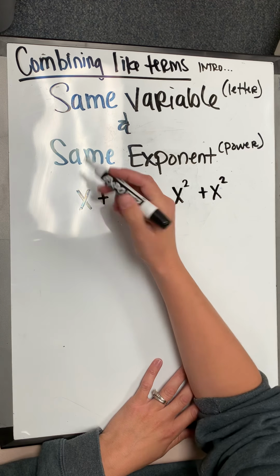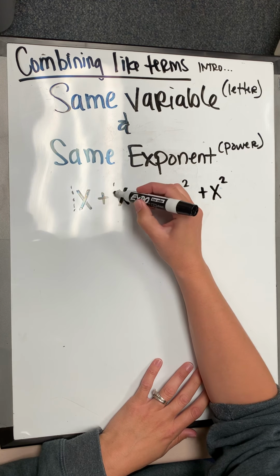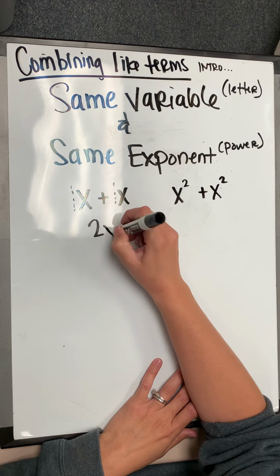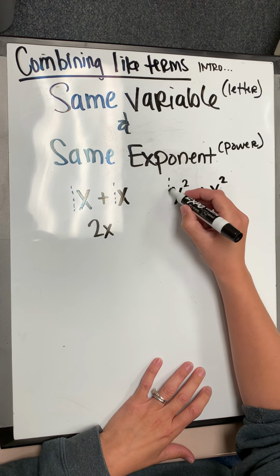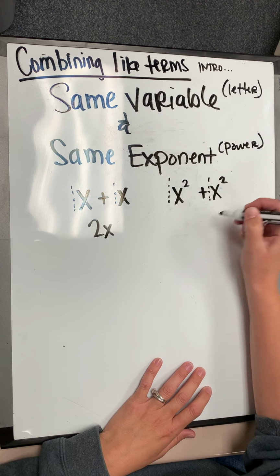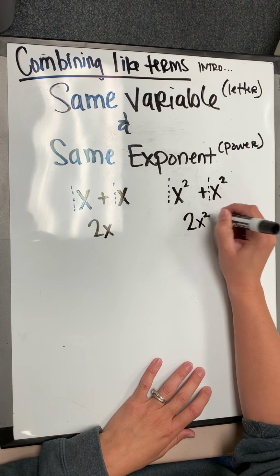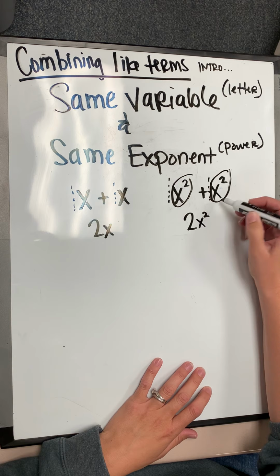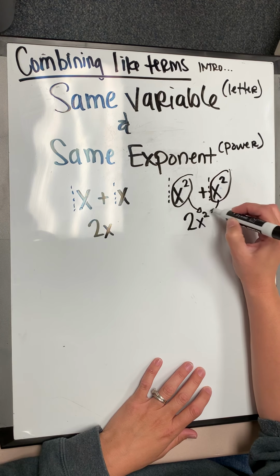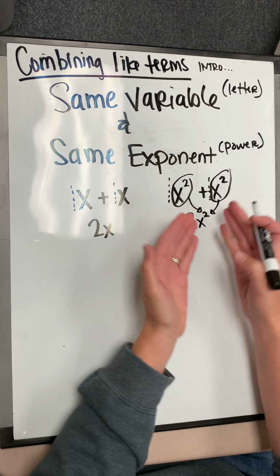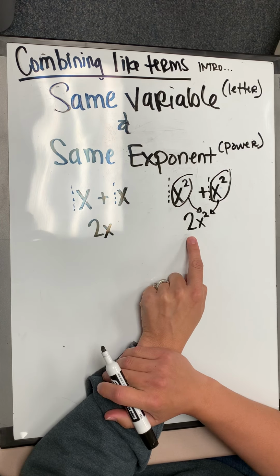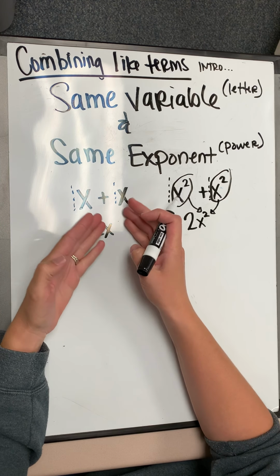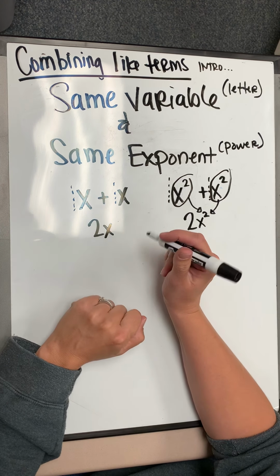So right here I have 1x plus 1x, that gives me 2x. Over here I have 1x squared and 1x squared, which gives me 2x squareds. I'm not changing that exponent at all. That stays the same. I am just saying that now that I've combined those two, I have two of them. Just the same thing over here. I've combined my two x's, I now have two x's.